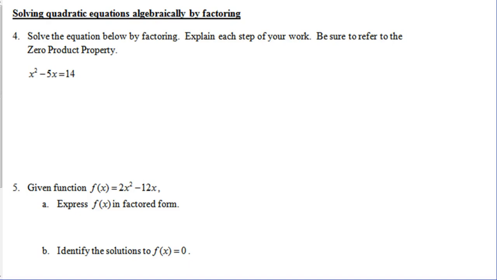In this recording, we're going to look at solving quadratic equations algebraically by factoring. So far we've looked at solving them graphically, and now we're just going to build on that and solve by factoring. So this should be a review from your Algebra 1, but let's go through it together. In this case, we've got a quadratic to solve here, and it says explicitly refer to the zero product property. So let's make sure we do that as we're working through this.